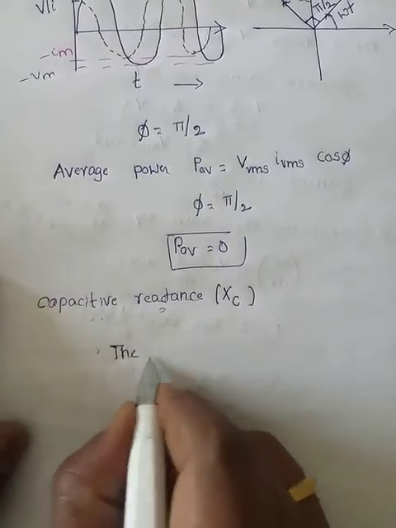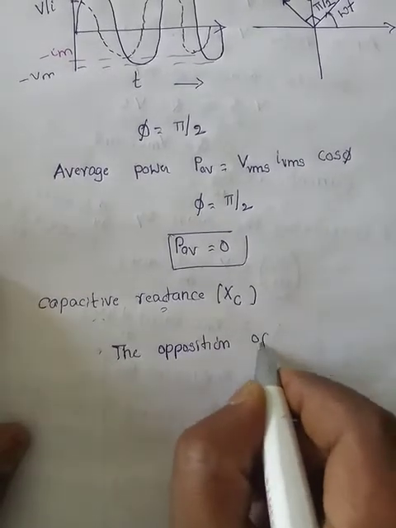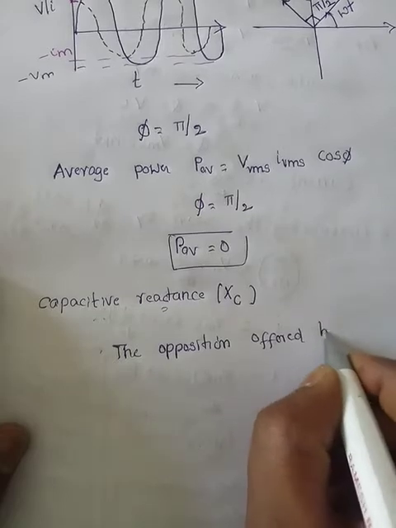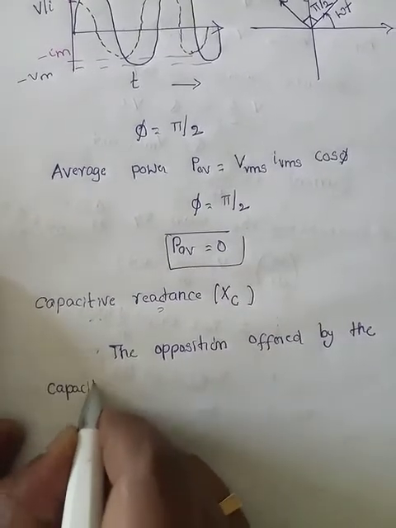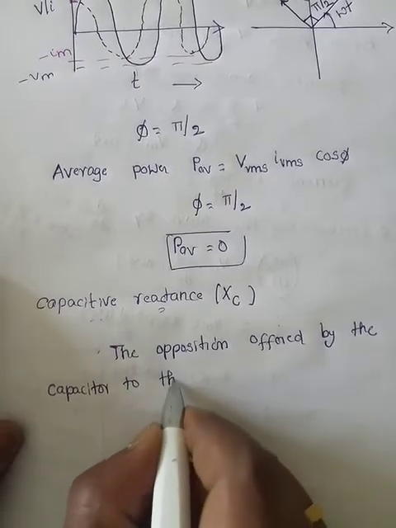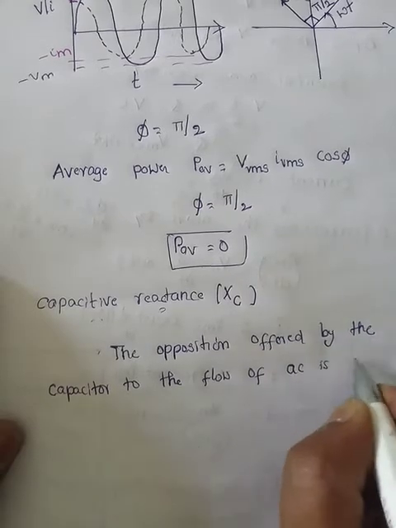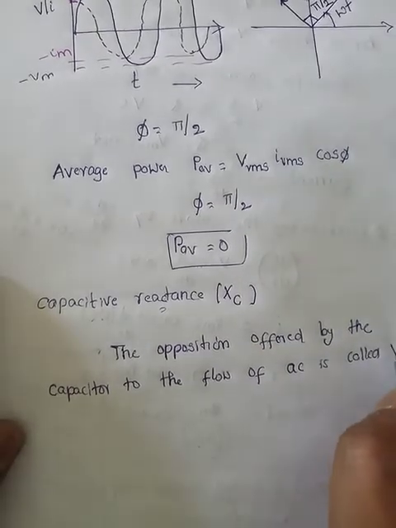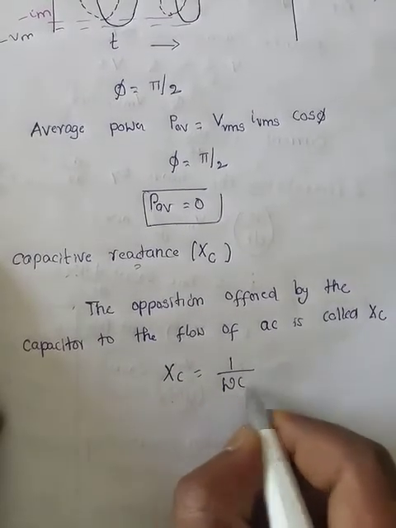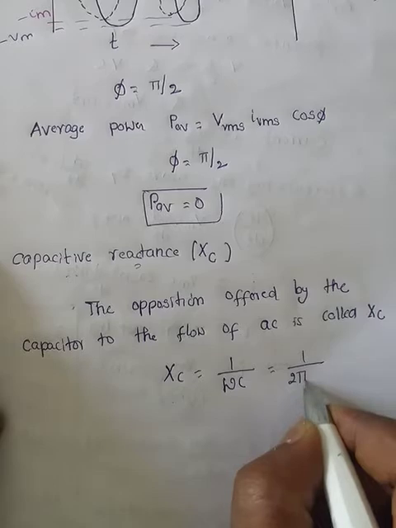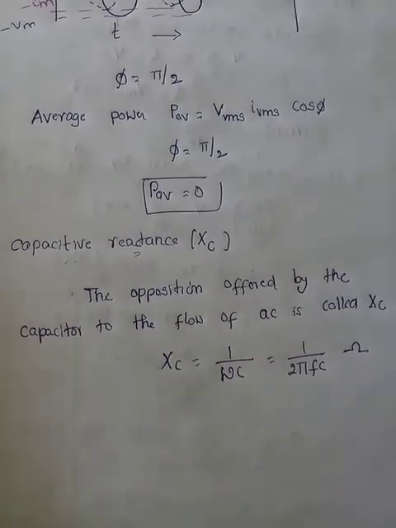So, the opposition offered by the capacitor to the flow of AC is called capacitive reactance, Xc. What is Xc we have substituted there? 1 by omega C, that is equal to 1 by 2 pi f C. Since it is also opposition, we represent it in ohms.